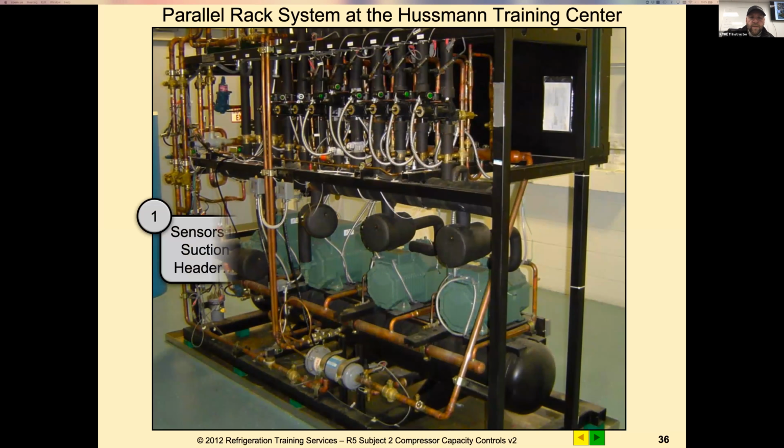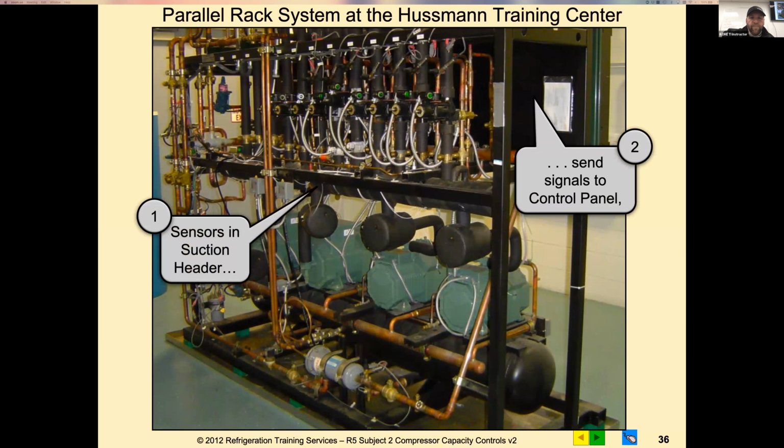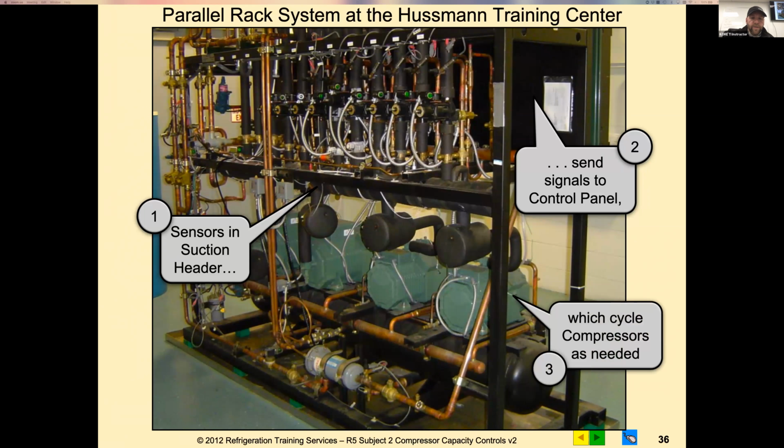So parallel rack systems. If you guys have ever worked on these, it's pretty self-explanatory. You've got a sensor in the suction header, a transducer. Sometimes you'll have temp sensors depending on the strategy. It'll send it to the controller, an E2 controller or Danfoss controller or a Microthermal controller or Novar. I'm sure I'm missing a couple. Which cycles the compressors. It'll stage that compressor up based on what the suction pressure is, what the transducer in the header is telling it. That's how it stages those compressors.